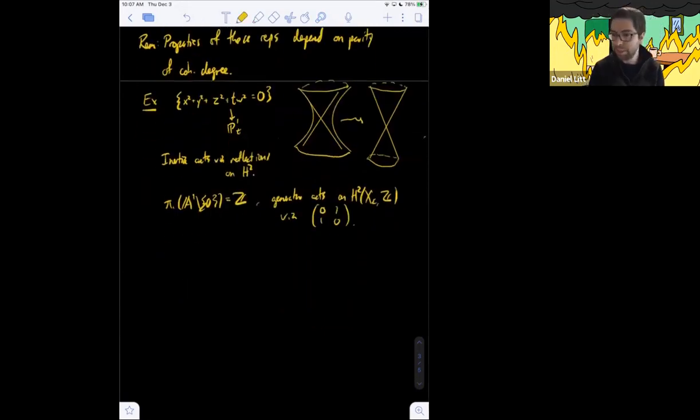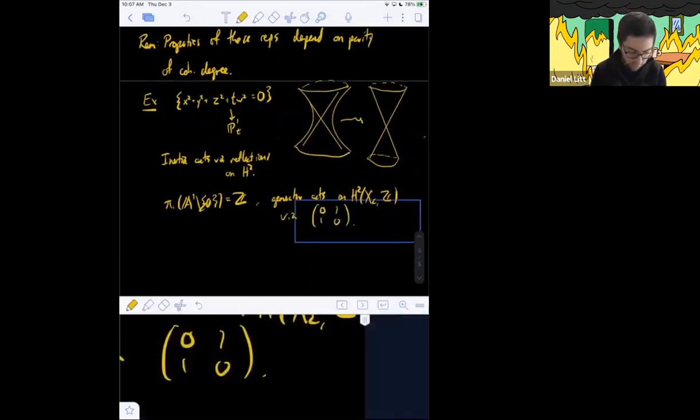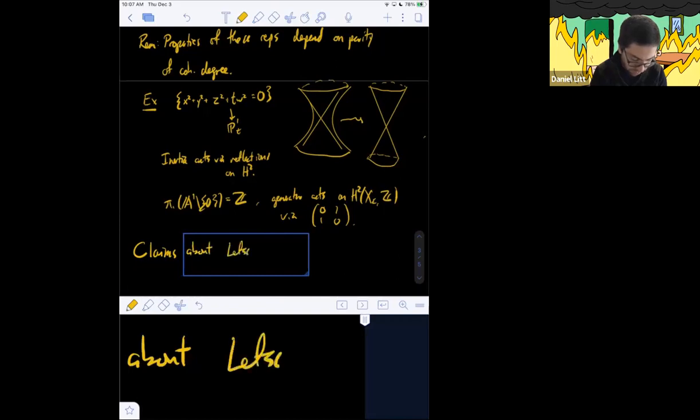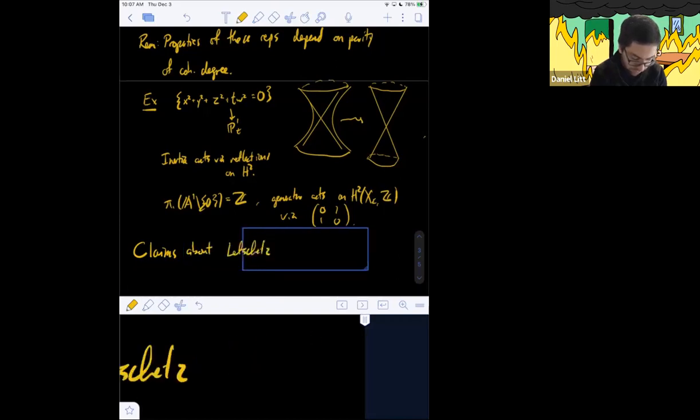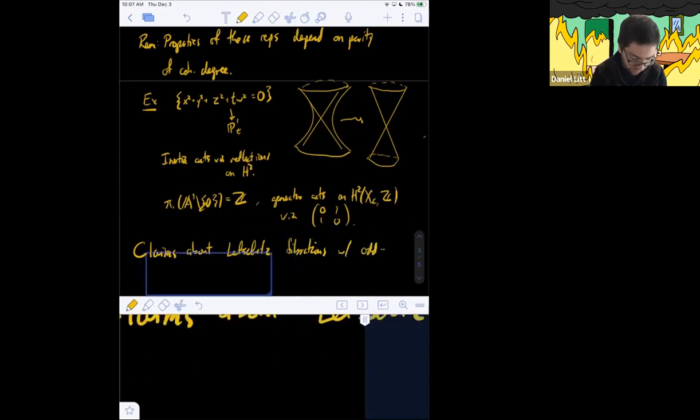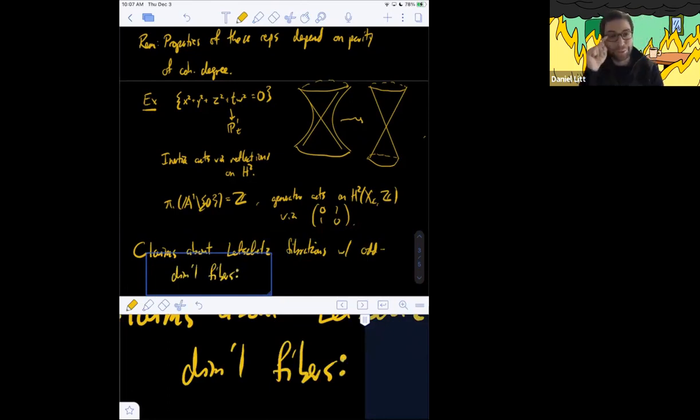Okay, so let me recall the situation, and then let's discuss these claims about Lefschetz fibrations with odd dimensional fibers. Okay, so last chance to ask questions about these examples before we get into the weeds.